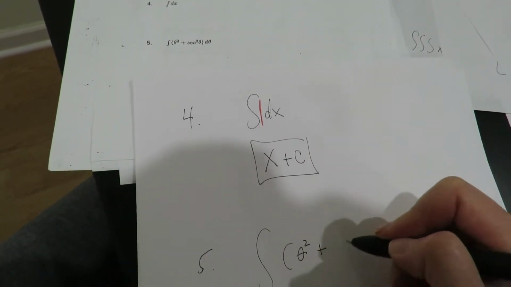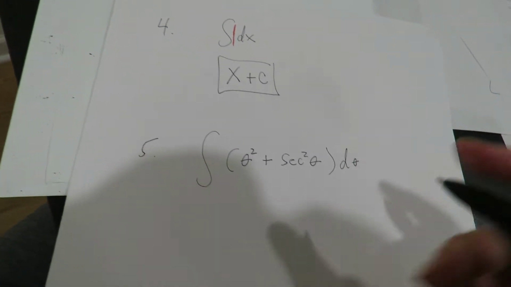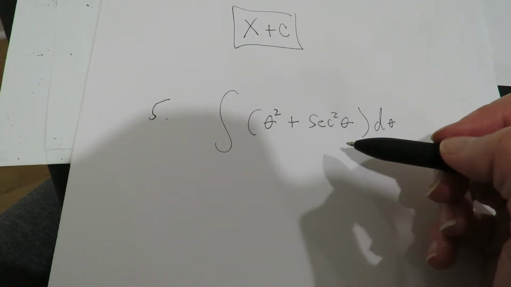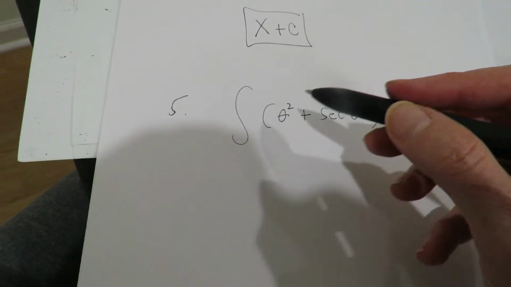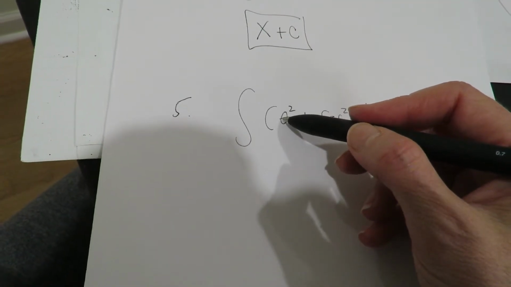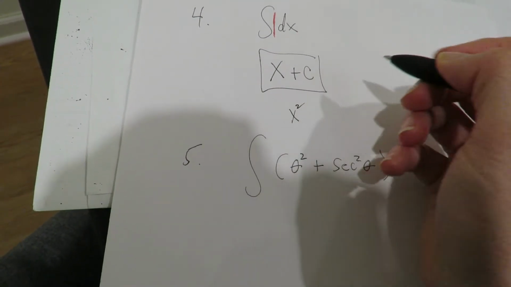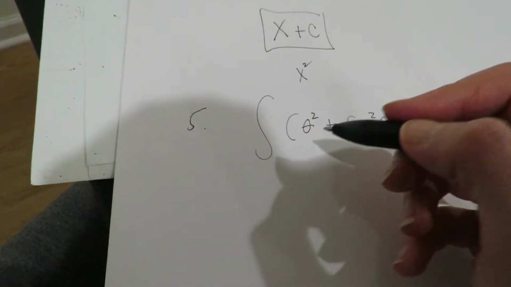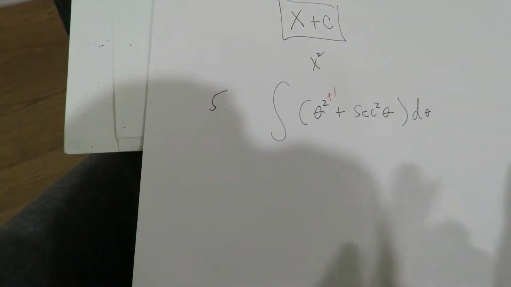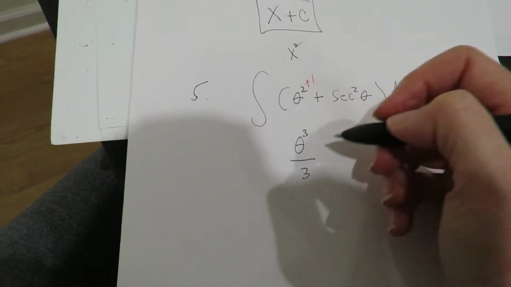Theta squared plus secant squared theta d theta. Okay, cool. So we're integrating with respect to theta, which means that theta is the variable that we're integrating with. And now we're also seeing a little bit of trig, which is good. So for the first theta, you would handle this. Some people get weirded out when it's theta, but it's the same concept as if it had been an x squared. So for theta squared, you're just going to add 1 to the exponent. So it's theta cubed, and remember, you divide by the new exponent, so you get that.